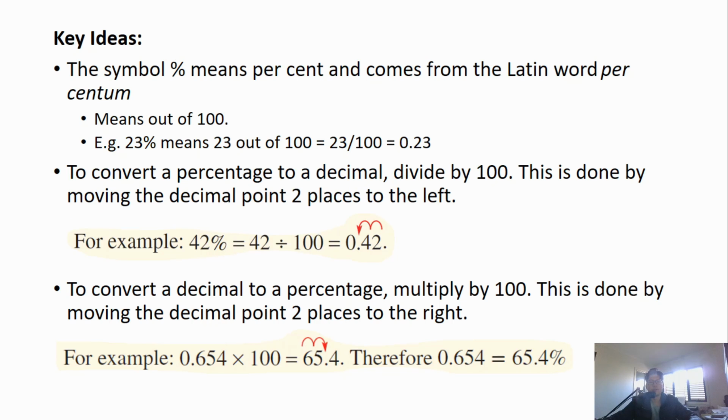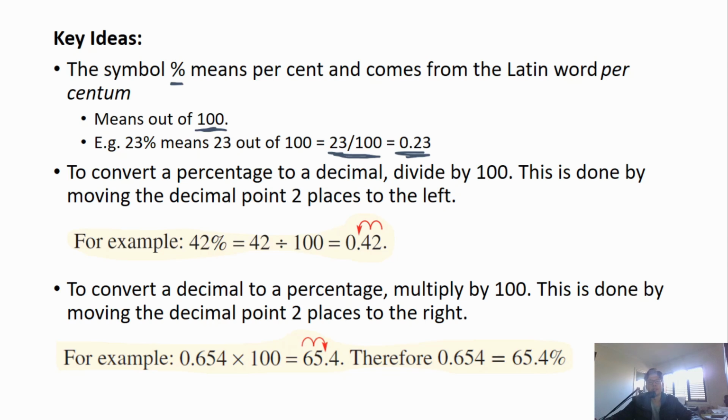Alright, to start us off, we need to know what percent means. This symbol here, that's percent, and it comes from the Latin word percentum, which just means out of 100. For example, 23% means 23 out of 100, which is 23 out of 100 as a fraction, or 0.23 as a decimal. So that addresses our first success criteria. You can probably tick that off now.